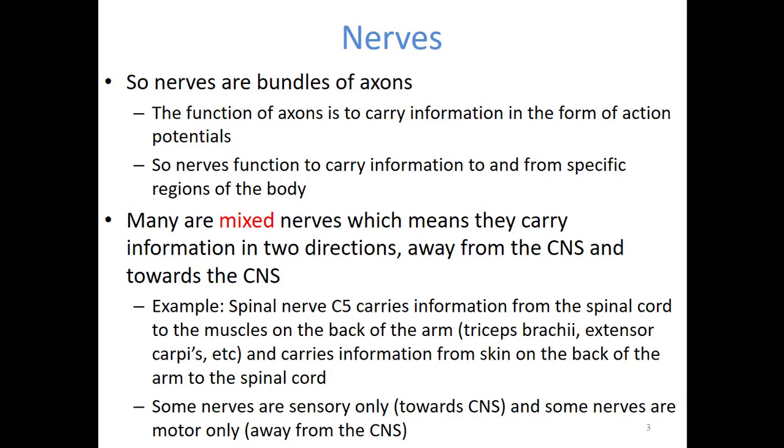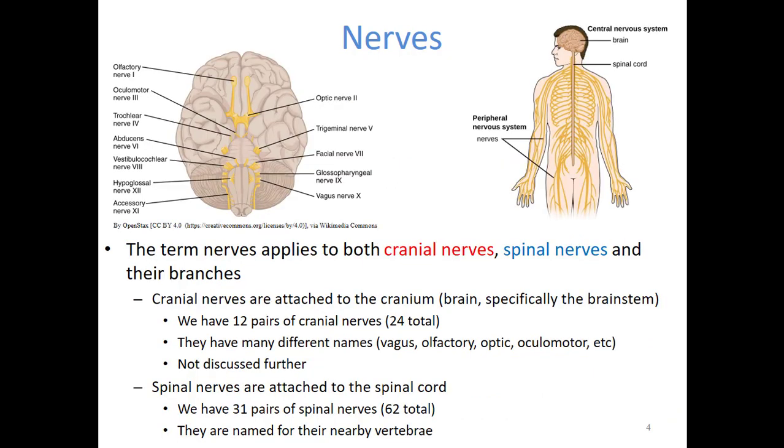Some nerves are sensory only, meaning they only carry information towards the central nervous system, and other nerves are motor only, meaning they only carry information away from the central nervous system, but the majority of nerves are mixed. The term nerve applies to both cranial nerves, spinal nerves, and their branches. Cranial nerves are attached to the cranium, or brain, while spinal nerves are attached to the spinal cord.